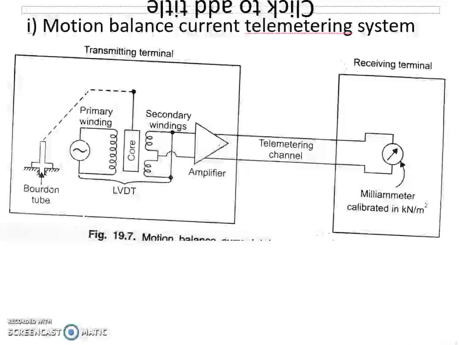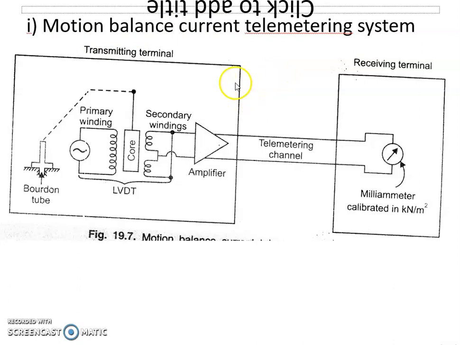So now there are two types of current telemetering systems. One is motion balance current telemetering system and another one is force balance current telemetering system. So let us discuss about these two types of current telemetering systems. So let us see first motion balance current telemetering system.